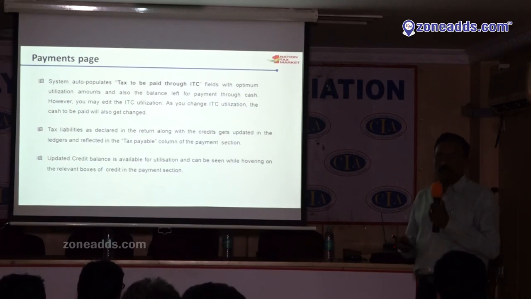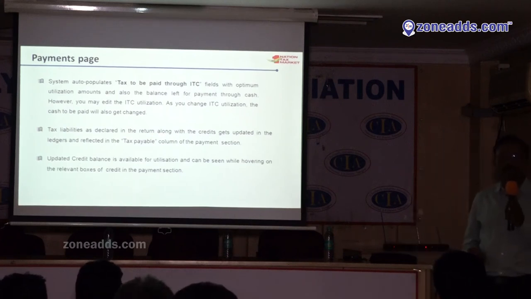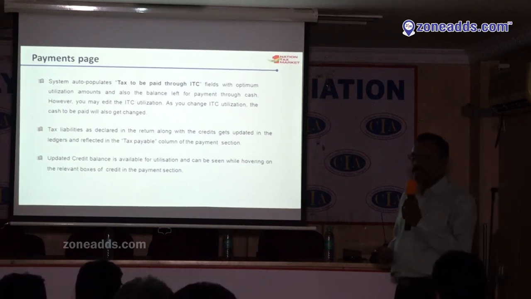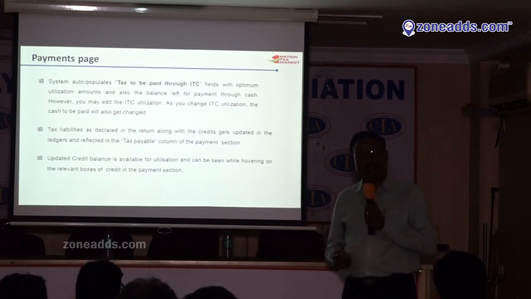As our liability, as our eligibility for the credit, in the credit ledger, that will be shown automatically. For example, let us say I have to pay 1 lakh CGST and I have a credit of 60,000 in my credit ledger, it will adjust 60,000.